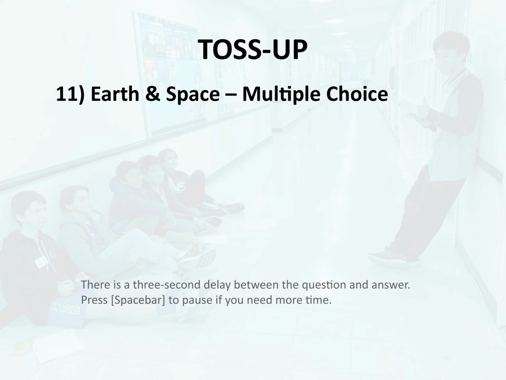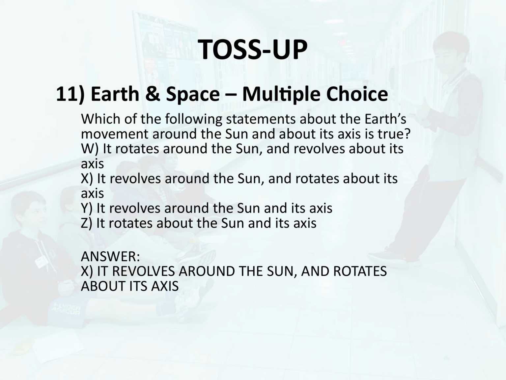Toss-up 11. Earth and space, multiple choice. Which of the following statements about the Earth's movement around the Sun and about its axis is true? W. It rotates around the Sun and revolves about its axis. X. It revolves around the Sun and rotates about its axis. Y. It revolves around the Sun and its axis. Z. It rotates about the Sun and its axis. Answer. X. It revolves around the Sun and rotates about its axis.